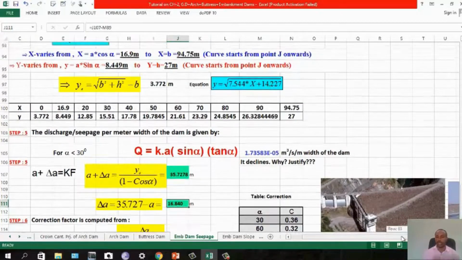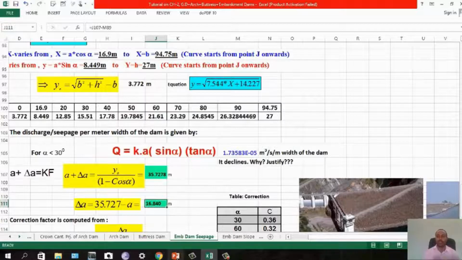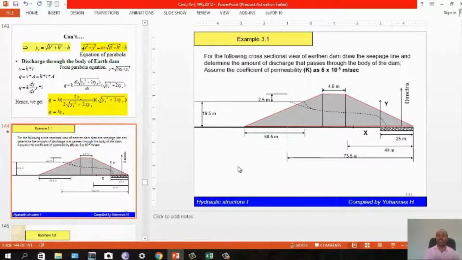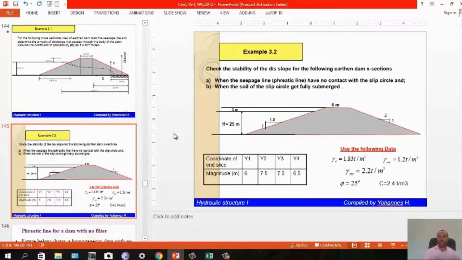So I think once you have this, you are kindly requested to do this example or exercise in your PowerPoint, which is cross-section of an embankment dam is given, so you can calculate. So please just try this example using that. And the second one is this one. Again, you have coordinates, which is y1, y2, y3, and y4. These are offsets for slices. For each slice you have, then you can try.